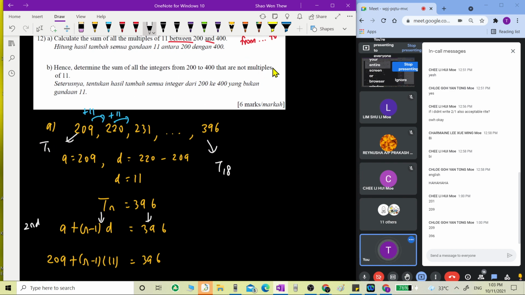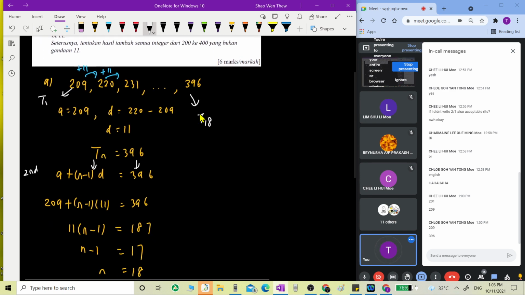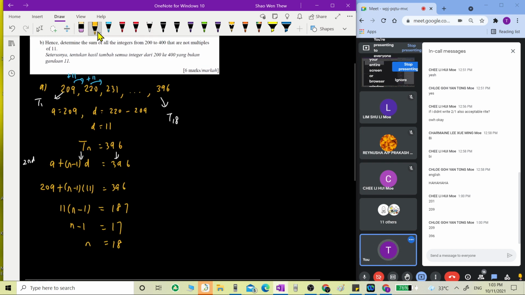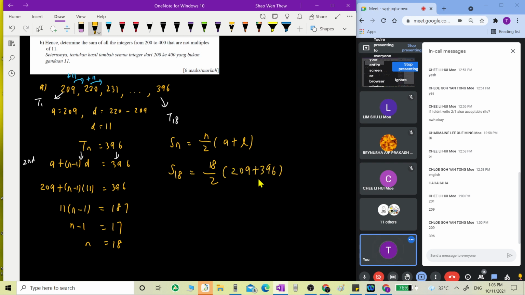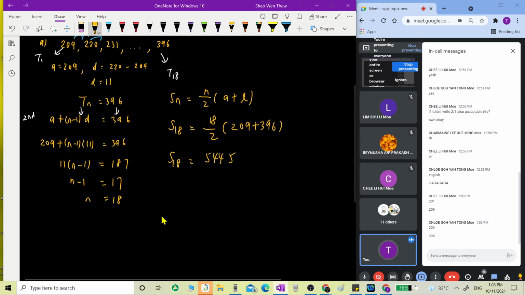There are 18 numbers. Okay? And do you notice that we have the A and the L? This is the last term, right? So you can use the simple formula: Sn equal to n over 2 times (a plus L). So here S18 equal to 18 over 2, A is 209, L is 396. Then use the calculator, 5445. Finish. Okay, this is part A.